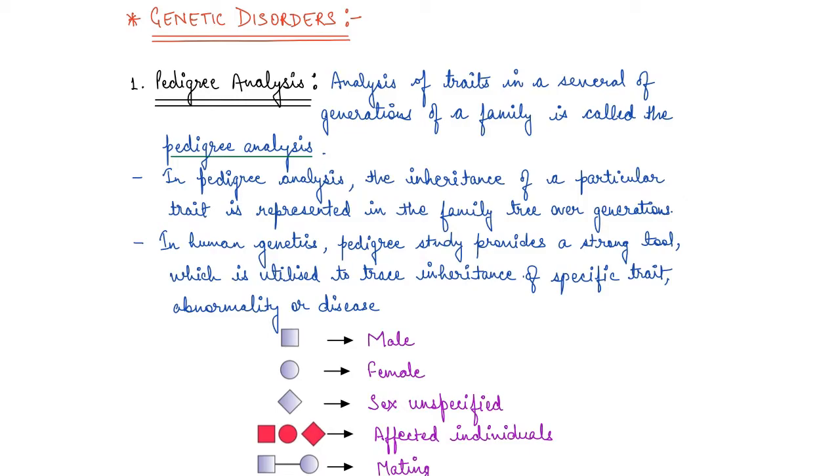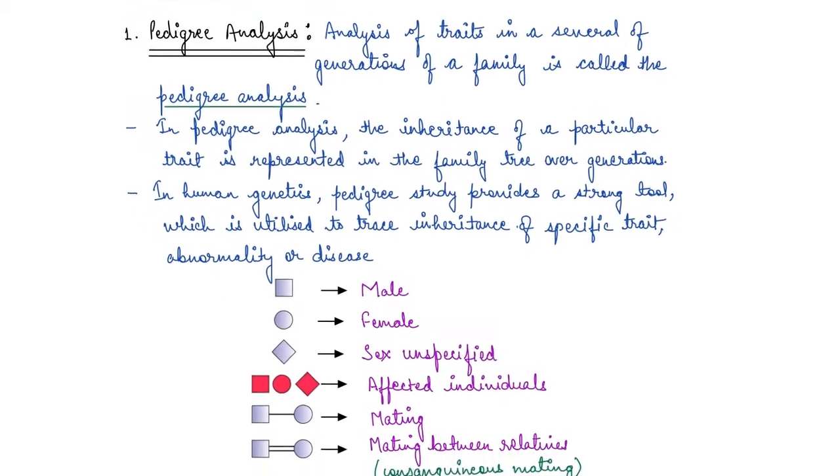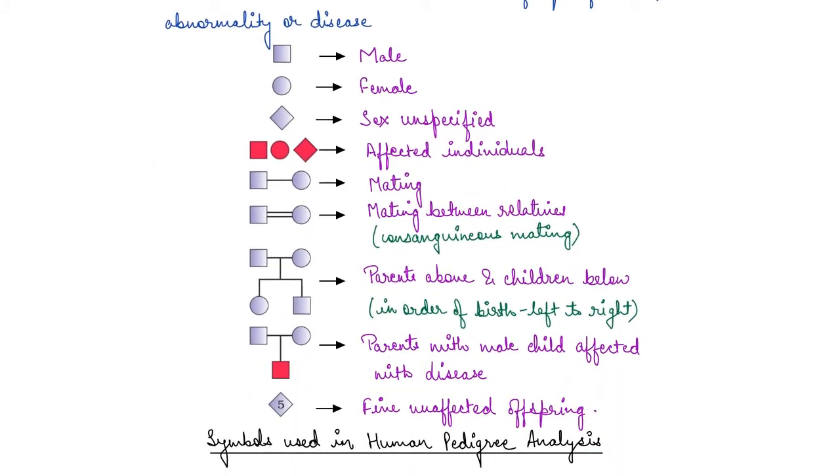Now, if I show you some of the symbols which are used in human pedigree analysis, right? If it's a square box, it is male. If it's a circle, it is a female. And if it is something like this, it is sex unspecified. If it is red in color, it is affected individuals. This is for mating. This is for mating between relatives, right?